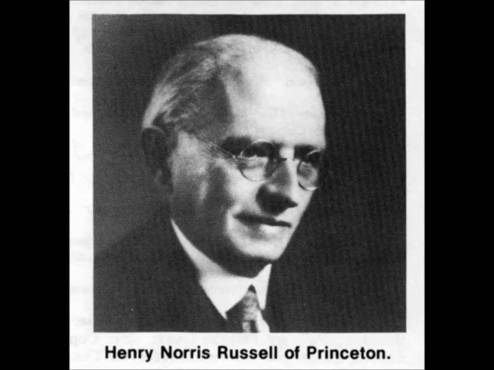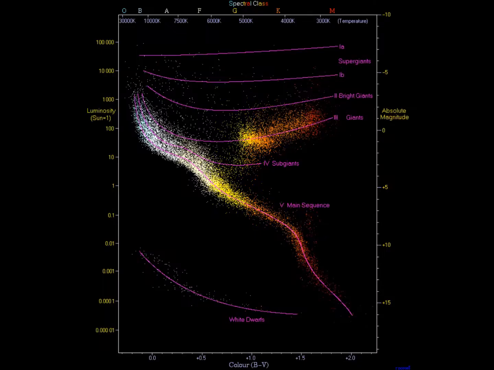The relationship shows distinct groupings. The main sequence, which is the general curve of the graph. Giants, bright giants and supergiants lie above the main sequence. White dwarf stars lie below the main sequence, towards the bottom of the graph.